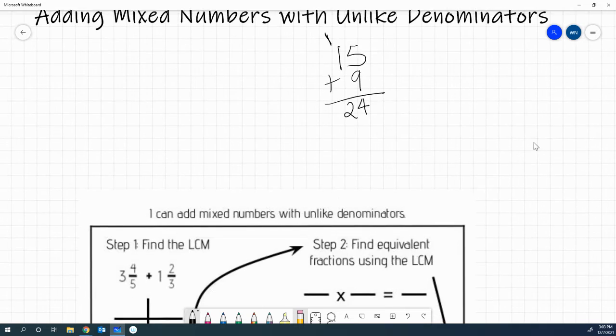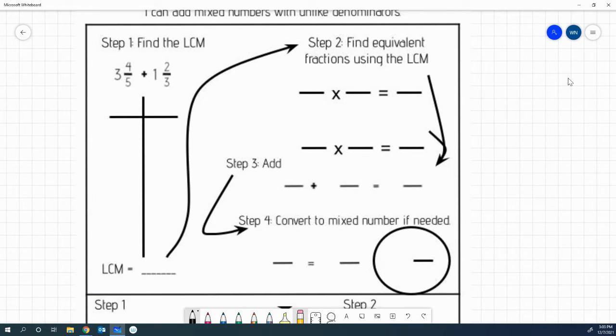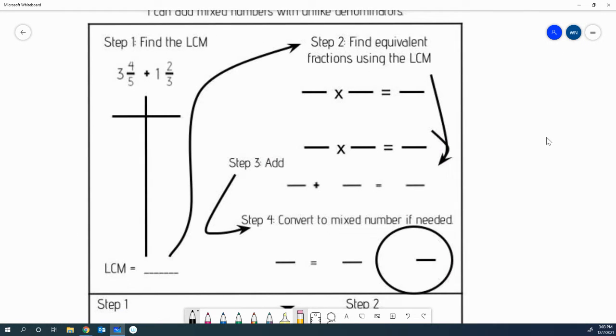But like always, I'm going to walk you through it with our notes. So here's our first question on our notes. We've got 3 4/5 plus 1 2/3. The first step is always exactly the same. We're going to go ahead and find our LCM. So I'm going to write my multiples to find my least common multiple. 3, 6, 9, 12, 15. I found my LCM is 15.